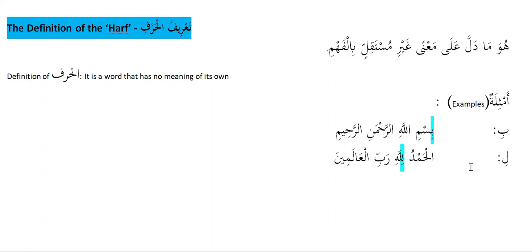The third is al-harf. هو ما دل على معنى غير مستقل بالفهم. So this is something that has no meaning of its own. It has to be associated with something else. The harf. For example, bi linguistically means in or with. Bismillah, in the name of Allah. If I say in, it tells you nothing. If I say li, for, which is a preposition. So here we have with or in or li. Those are prepositions, harf or huruf.